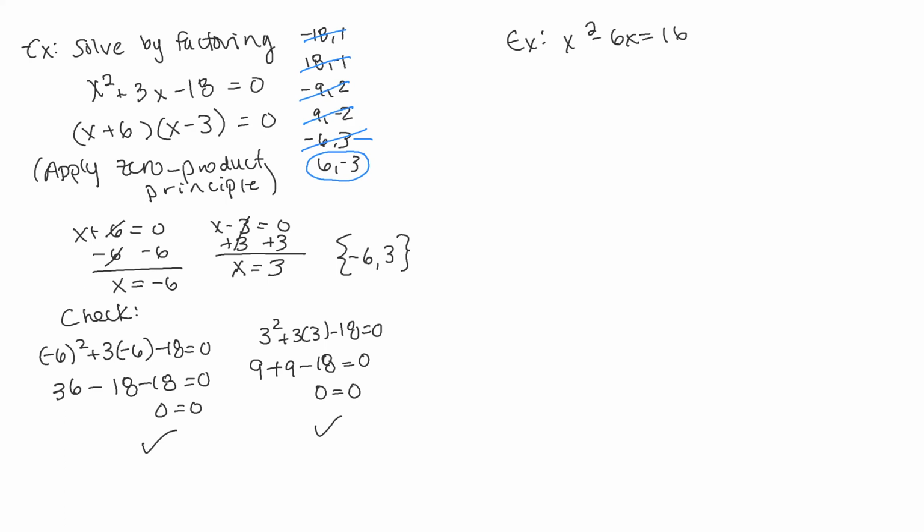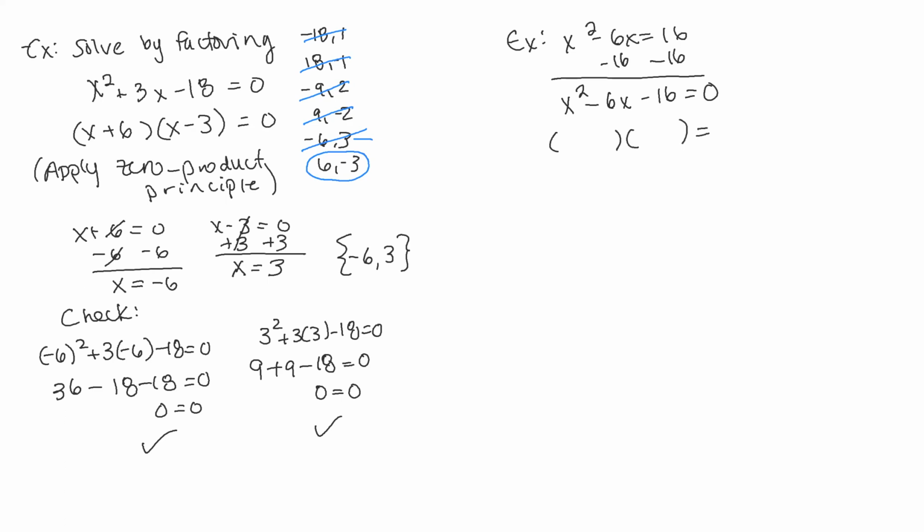I want to keep my squared term positive. It just makes life easier. So I'm going to subtract 16 from both sides. When I do that, I get x squared minus 6x minus 16 equals 0. Now I'm in standard form. So what I want to do is factor.